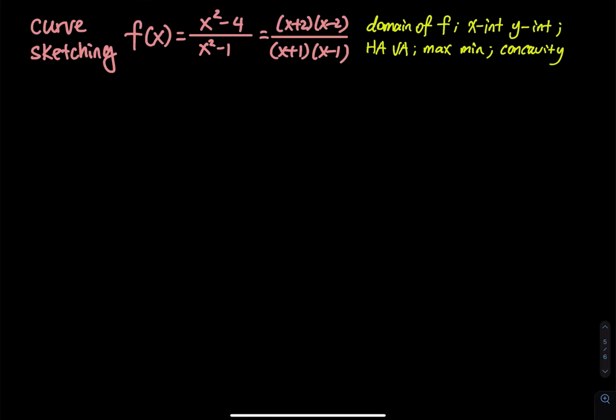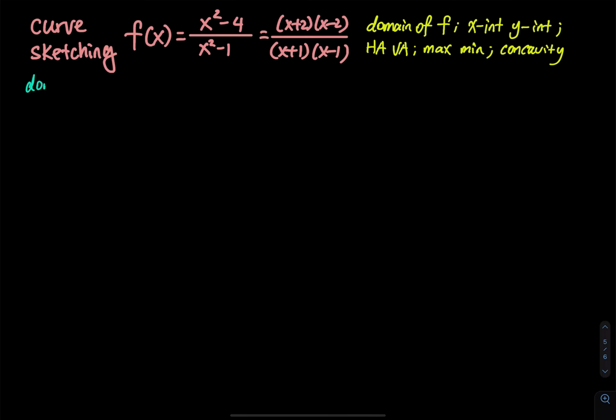Let's sketch the graph of this rational function using the steps written on the right. So this function is x squared minus 4 divided by x squared minus 1. I also gave you the factor form of the function. The first step is we will have to find the domain of f. So let's write this down.